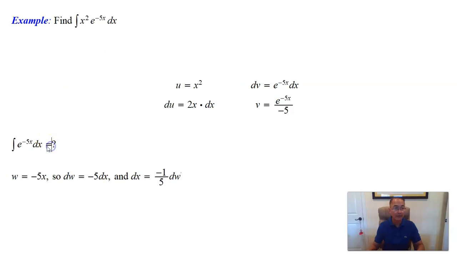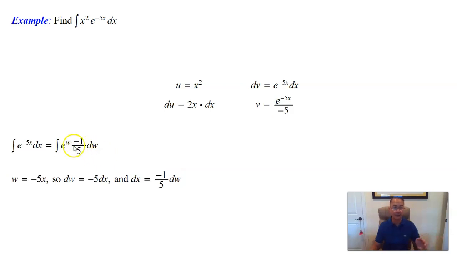So the antiderivative of e to the minus 5x is e to the w, and our dx is minus 1/5 dw. Okay, so there's your 1/5, right? The minus 1/5 just goes out. The integral of e to the w dw will be e to the w. So we have minus 1/5 e to the w, and bring back w. Our w is just minus 5x. So there is our antiderivative.